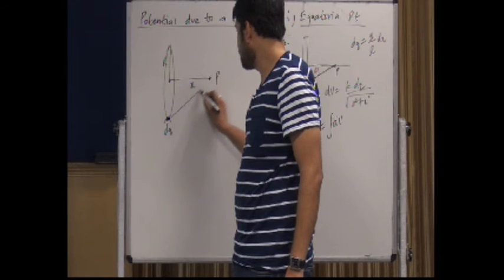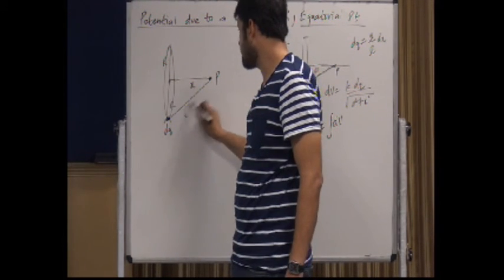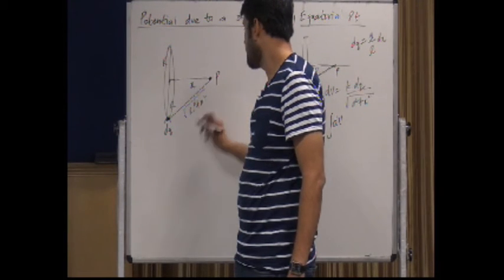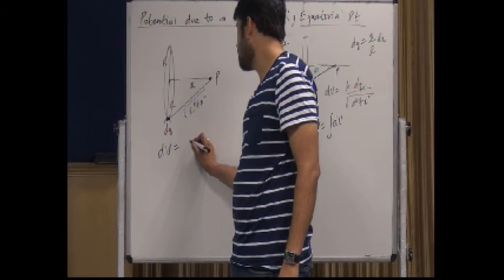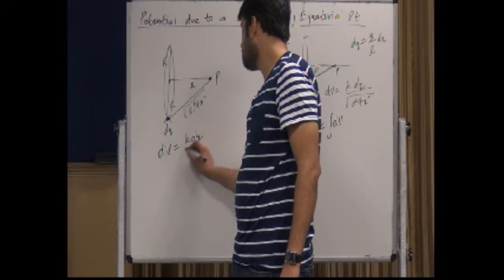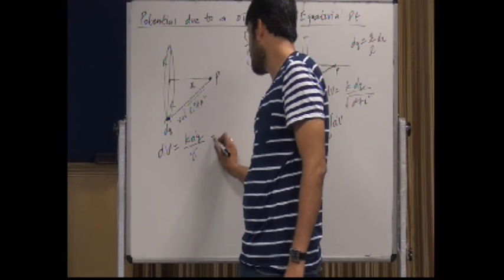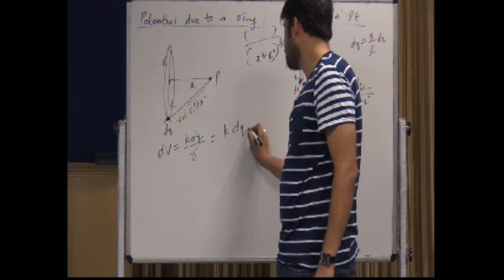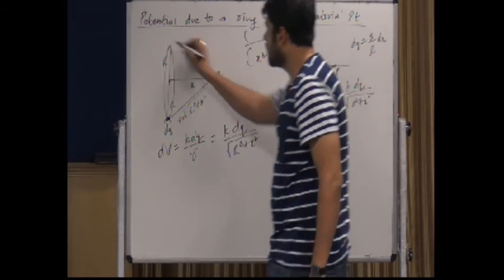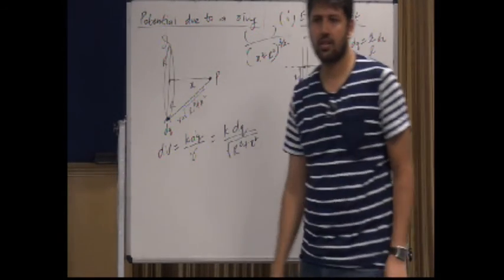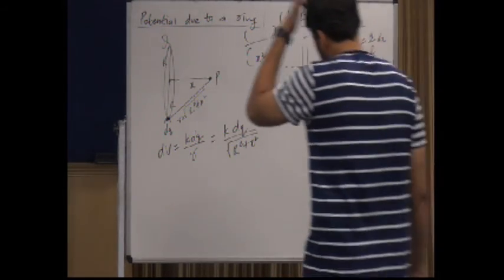Okay, due to this dq, the potential would be how much? This distance is r, the distance here would be under root r square plus x square. So dV would be how much? K dq by this distance small r, or k dq by under root r square plus x square. The whole ring is carrying charge capital Q. Is it okay? The whole ring is carrying charge capital Q.